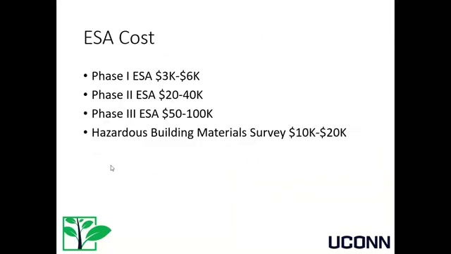So in terms of costs, what to expect with respect to the investigations. A phase 1 environmental site assessment will cost about $3,000 to $6,000. That's a typical average. A phase 2 could be from $20,000 to $40,000, and again, that really depends on the site and the complexity of the site. So it can really range from 20 to 40 or even more sometimes. A phase 3 site investigation could be from $50,000 to $100,000, and the hazardous building material survey could be from 10 to 20. Typically, again, it varies with the size of the building and so on.